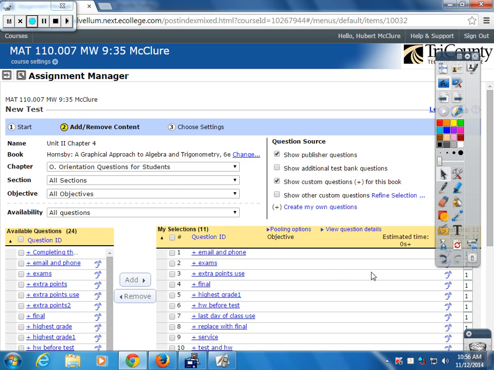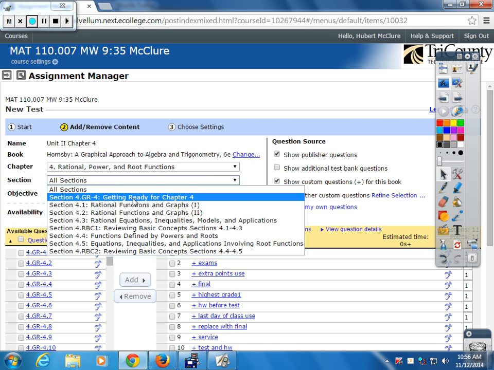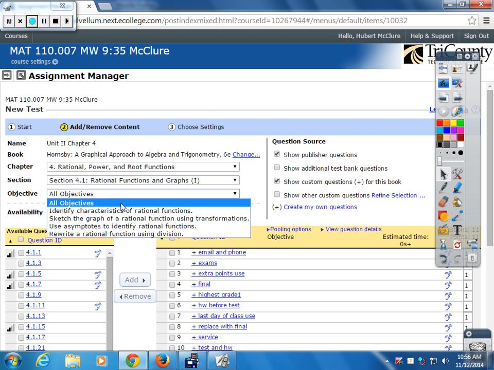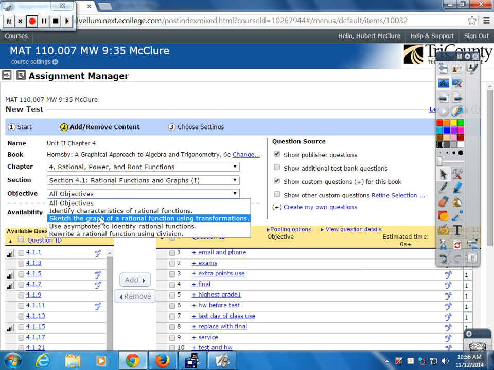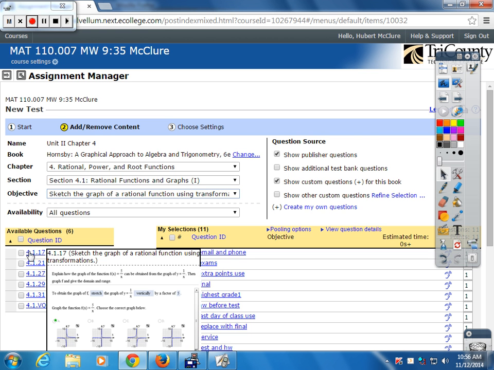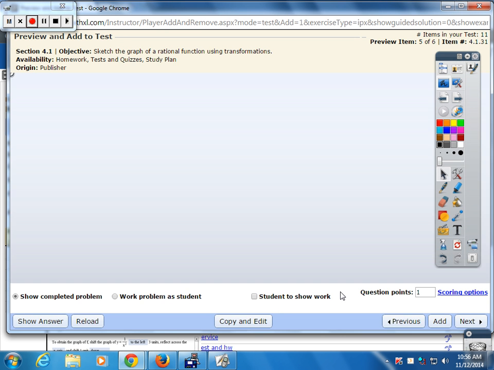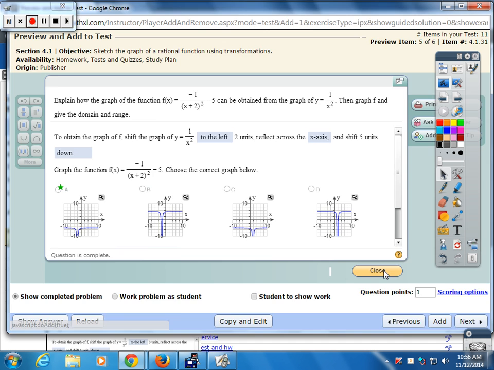Okay, close. All right, we're in chapter 4. 4.1. Pick the hardest questions for the students. Let's see, sketch, graph, the rational function. Ouch. Sorry, that's not right. Okay.